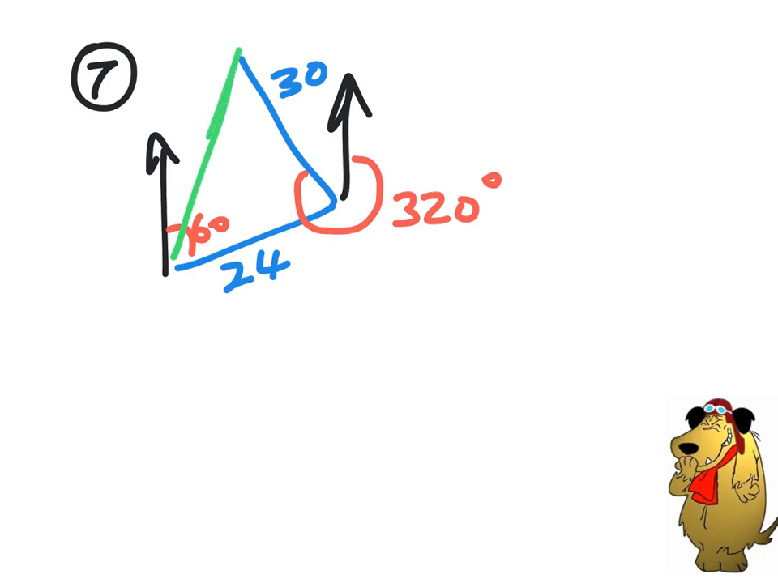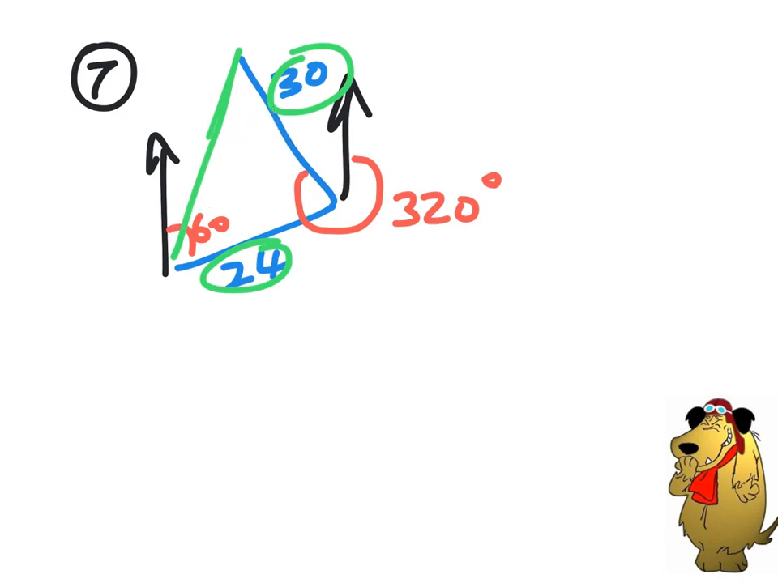Okay, so what can we use? Well, we know this side is 24. We know this side is 30. However, we don't know any angles inside the triangle, because this first one goes from the black line to the blue line. We're just looking for this wee one in here. So we don't know that. We don't know this. Stuck.